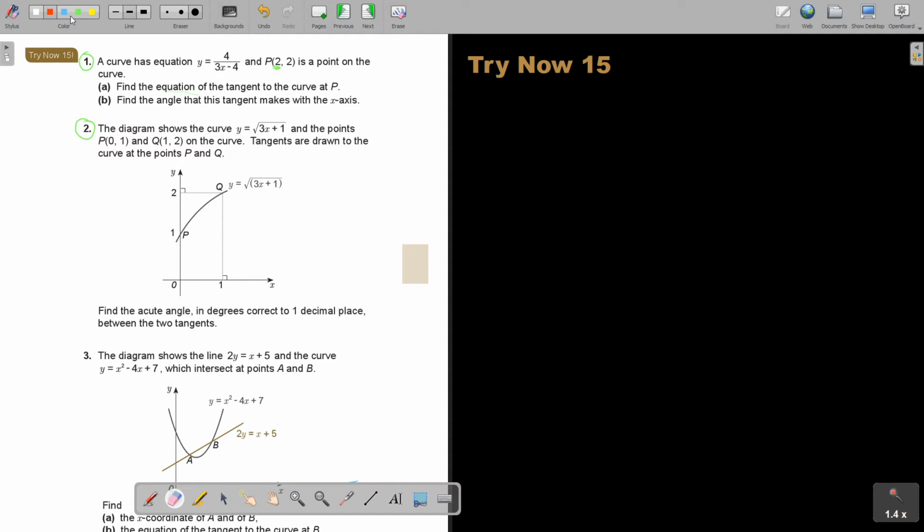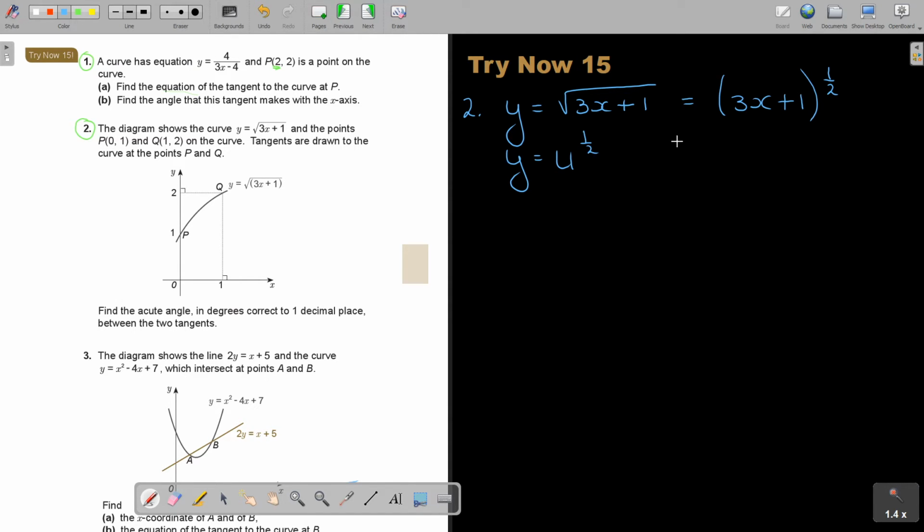Okay, number 2. The diagram shows the curve. Okay, again my function. Now just remember your chain rule. Very, very important. As soon as it looks a little bit complicated, use the chain rule. So again, I'm just going to take it first out of the root. We don't want it in the root notation. And that is going to give me a half.